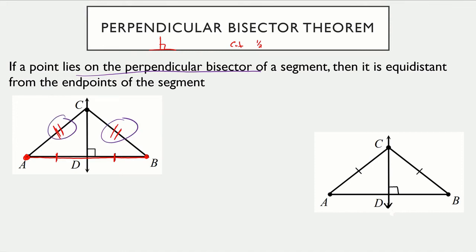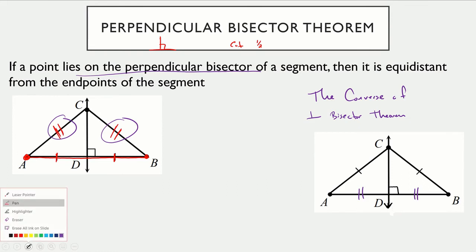And the converse, right? So the converse of the perpendicular bisector theorem states the same thing. It states that if these two distances are congruent and you have a perpendicular segment, then these two are going to be congruent, right? So I guess you can think of it as the original one gives you these sides to be congruent. The converse of that gives you these sides to be congruent.